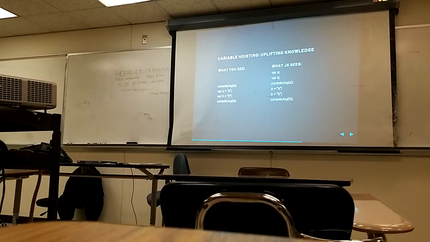So this is what you would see when you're writing out the code on the left side. You would go console.log A. What happens when you run that is it'll do console.log A instead of throwing, I believe it's a type error, don't quote me on that, but it's a reference error, which is saying that A doesn't exist.